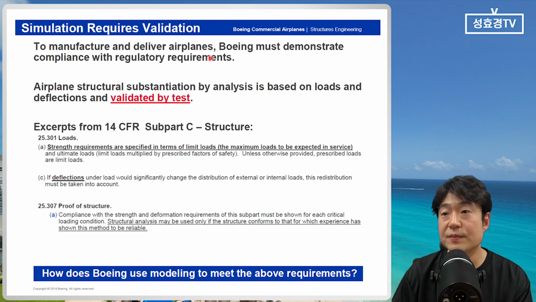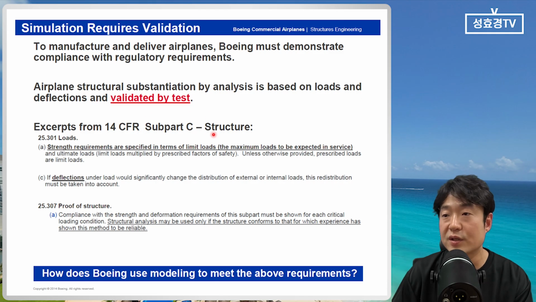So validation is very important. It should be validated by the test. A lot of tests should be conducted. So airplane structures are standardized by analysis based on loads and deflections and validated by the test.